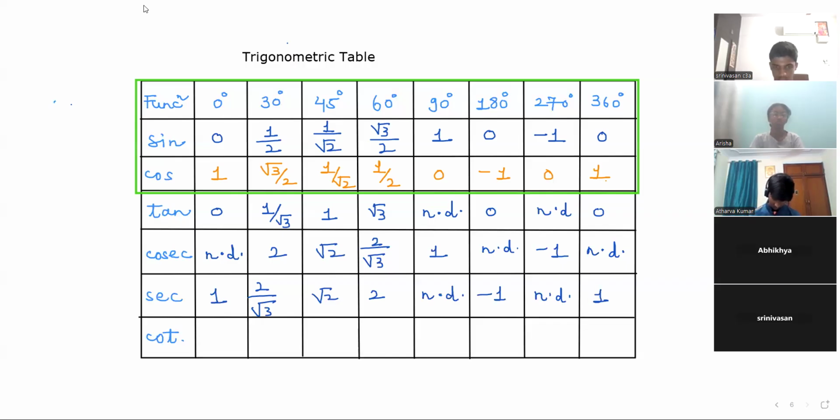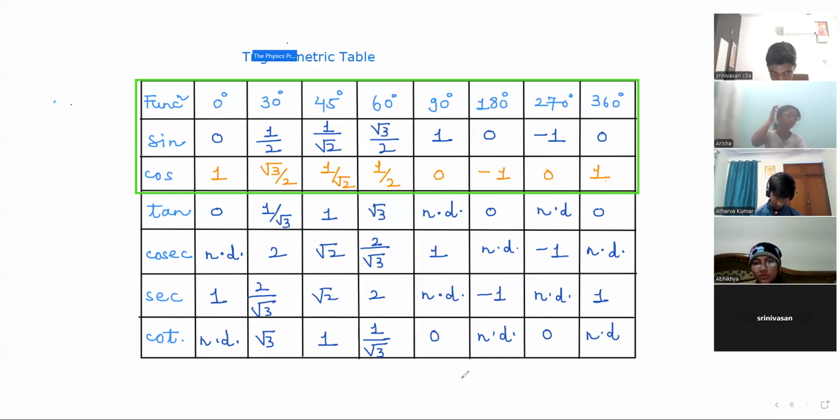Last one is cot. It's 1 upon tan. It's not defined, root 3, 1, 1 over root 3, 0, not defined, 0, and not defined. Clear? I have just taken the ratios, okay? You are aware of what I have done. If you are not, I'll just write it again here. I'll rewrite it. Meanwhile, you can copy the slide.